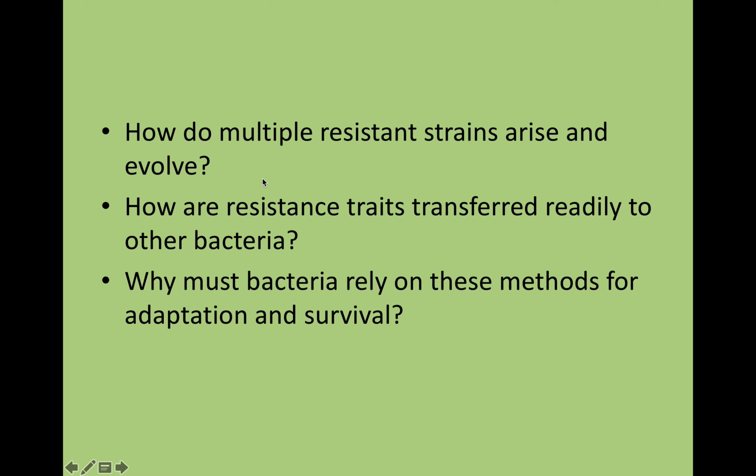So, looking back at these questions, how do multiple resistant strains arise and evolve, or how do antibiotic resistant strains arise? The answer to that is mutations. Okay, some bacteria are naturally resistant to antibiotics, but if you're not naturally resistant, if you're going to become resistant, usually we have to have a mutation resulting in a new trait. Those genes can then be transferred to other bacteria through the three gene transfer mechanisms: transformation, conjugation, and transduction.